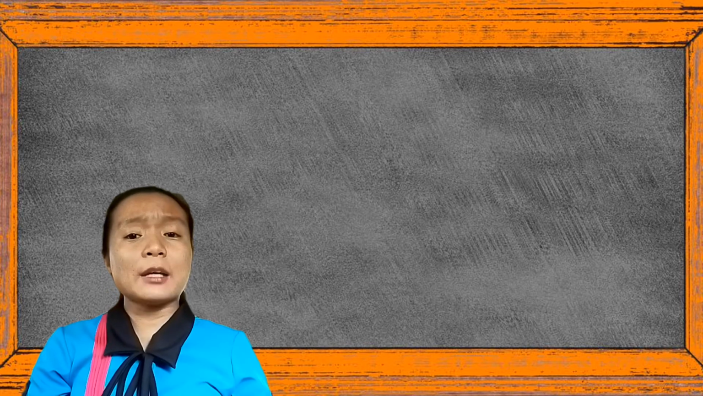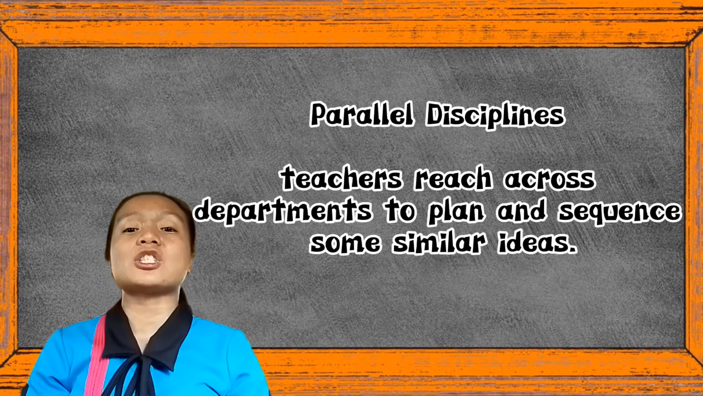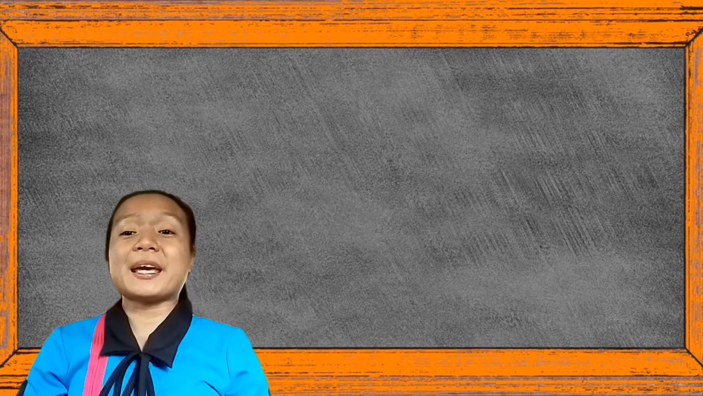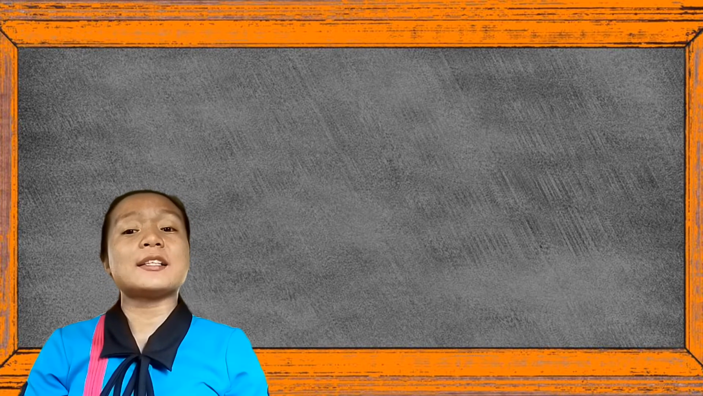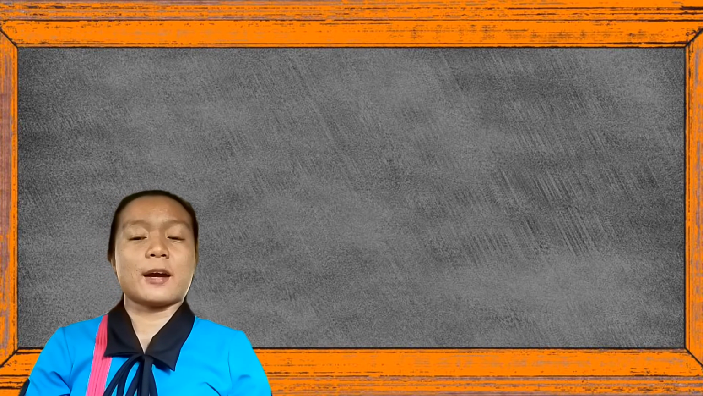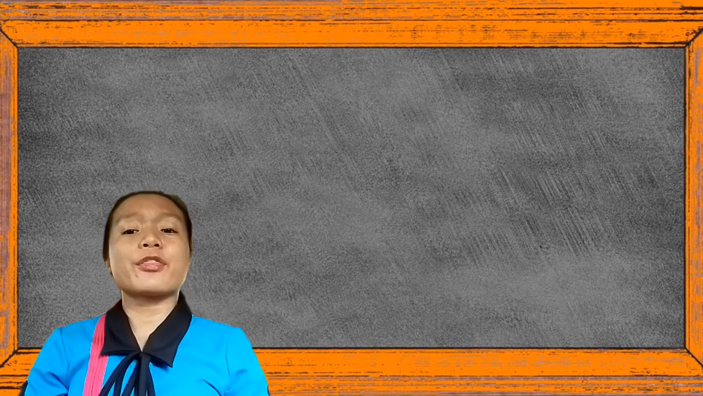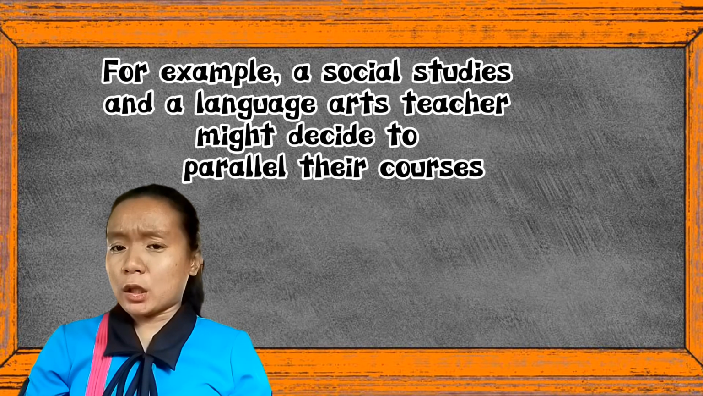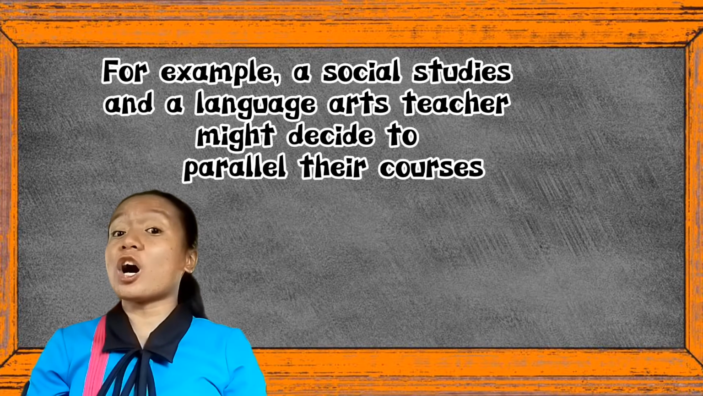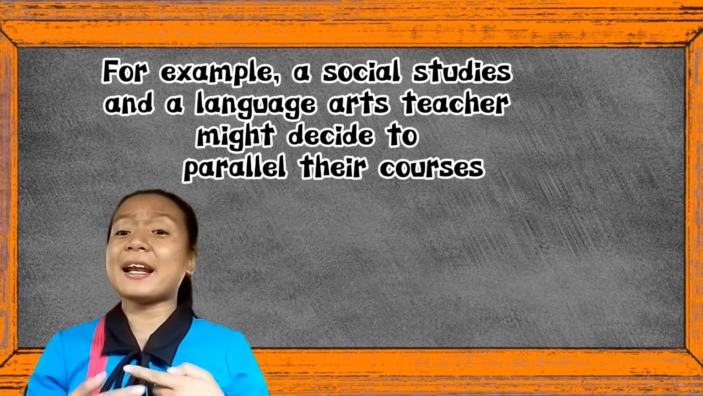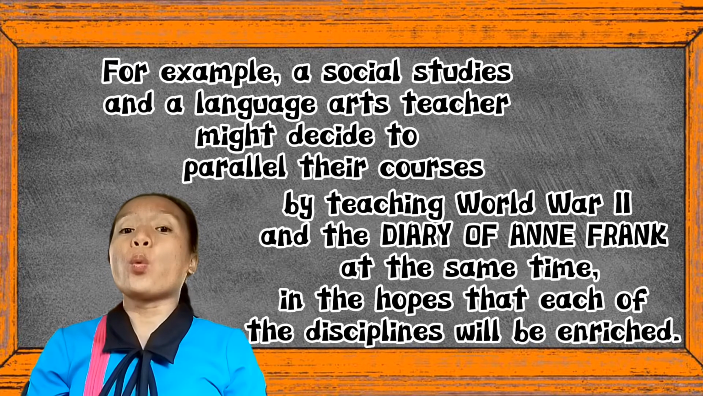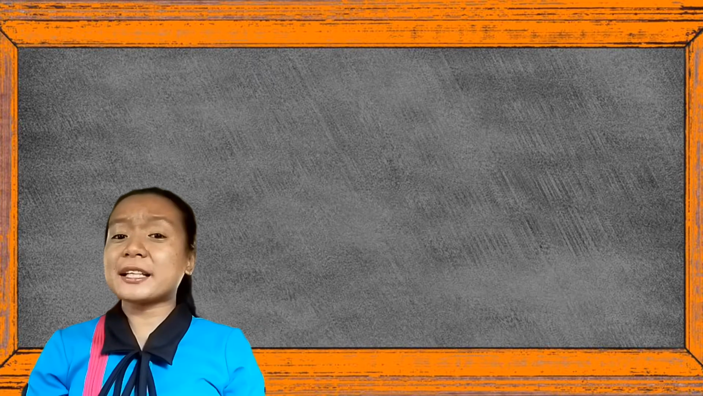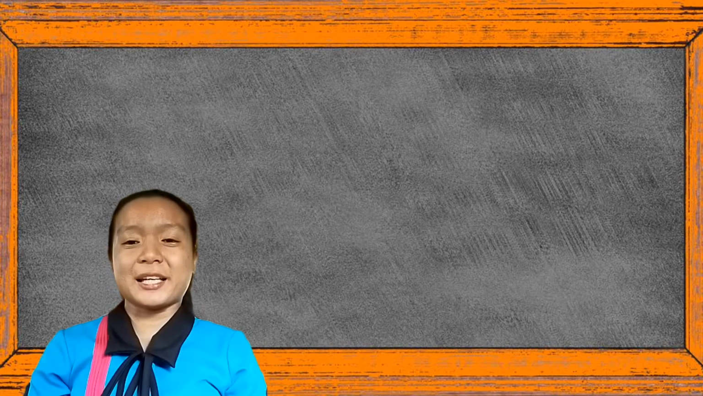And then, on the other hand, parallel disciplines means teachers reach across departments to plan and sequence some similar ideas. Topics and units of study are rearranged and sequenced to coincide with each other. Similar ideas are taught at the same time, while still remaining separate subjects. For example, a social studies and a language arts teacher might decide to parallel their courses by teaching World War II and the Diary of Anne Frank at the same time, in the hopes that each of the disciplines will be enriched.